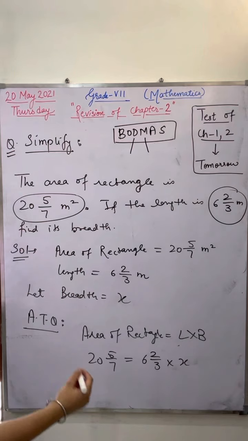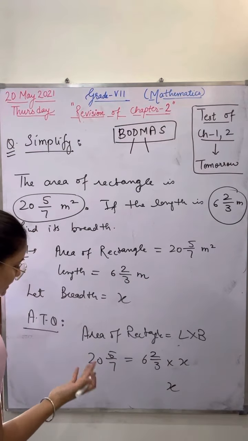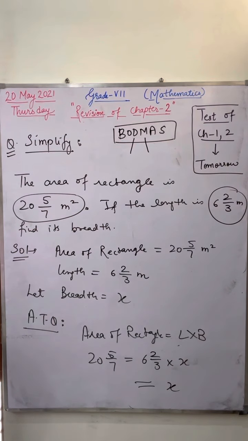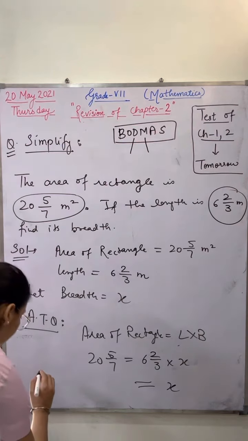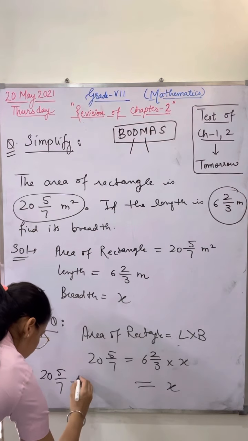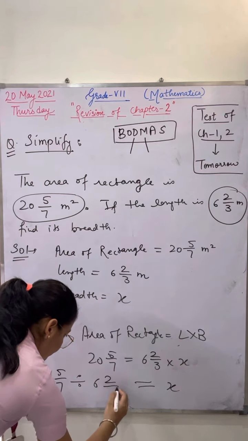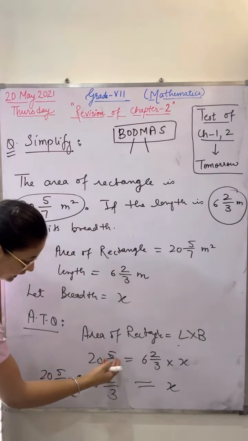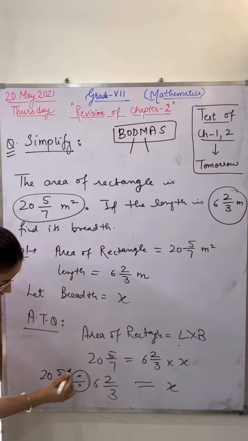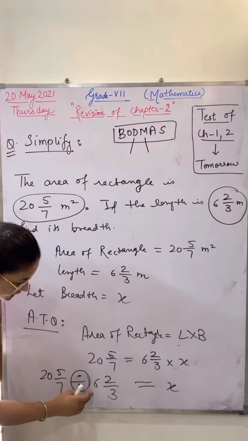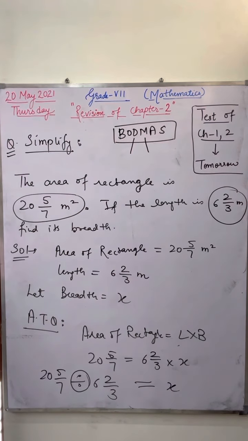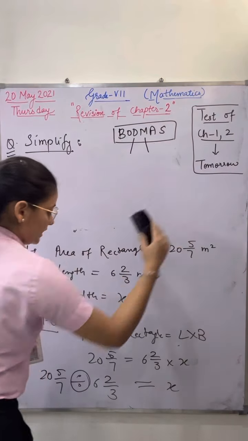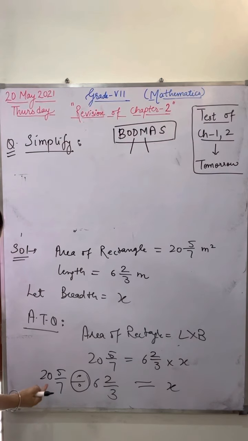Now, if x is here, what is the next step, Yanya? Ma'am, we have to divide 25 by 7 and 6 2 by 3. Very good. First of all, when you are shifting it here, put the division sign and the fraction will be as it is. In the last step, you have to remove the division sign and place the multiplication sign. Just wait. First of all, open this fraction.